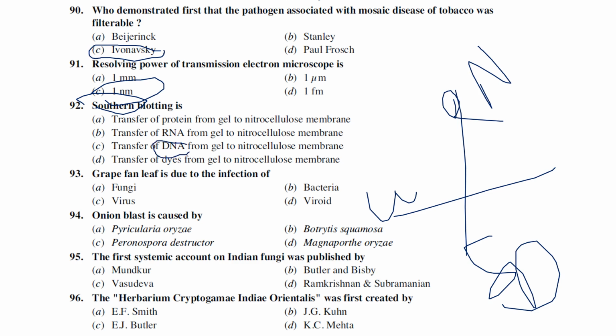The remaining thing is gel, nitrocellulose, or whatever, that is none of our business. This is answer C because DNA is involved. So southern blotting is employed for identification of DNA, the transfer of DNA from gel electrophoresis to nitrocellulose membrane. You forget about all the other stuff. You just see whether it is DNA or RNA or protein, whatever it is, and we can easily find the answer.